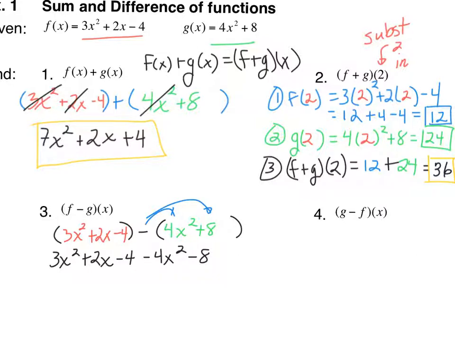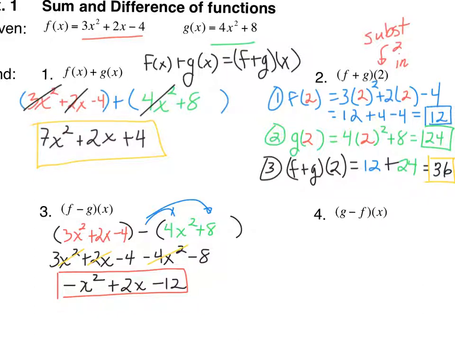Now we can collect like terms. So 3x squared minus 4x squared, that's going to give us a negative 1x squared. And so I've used this one and this one. Then my next highest degree term is my x term, and there are no other x terms. So I'm just going to write down positive 2x. And so then I use that one. And then finally my constants, negative 4 and negative 8, give me negative 12. So then my final answer is this. So this is f minus g of x.